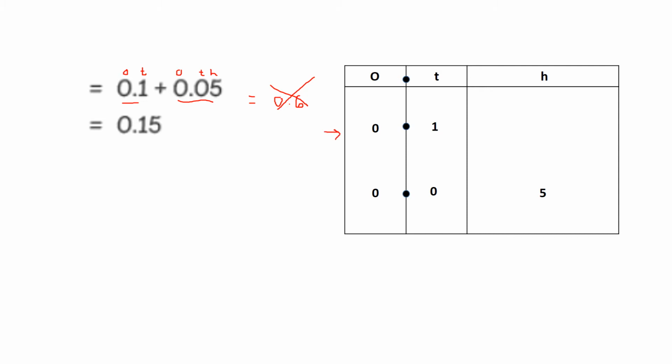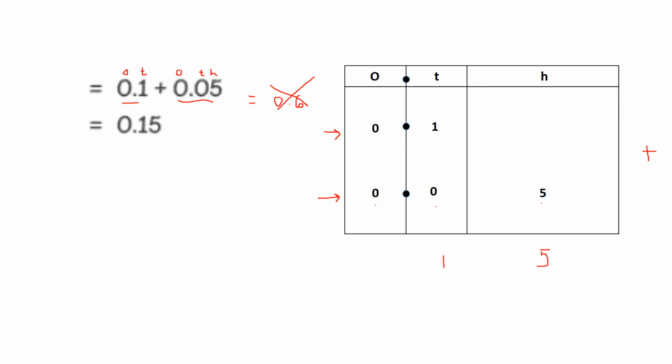So let's look at the place value chart. We can see here that we started off with 1/10, and we know that that would give us a 0 in the ones column and a 1 in the tenths column. We also know that for writing 5/100ths, we would have to have a 0 in the ones column, a 0 in the tenths column, but a 5 in the hundredths column.